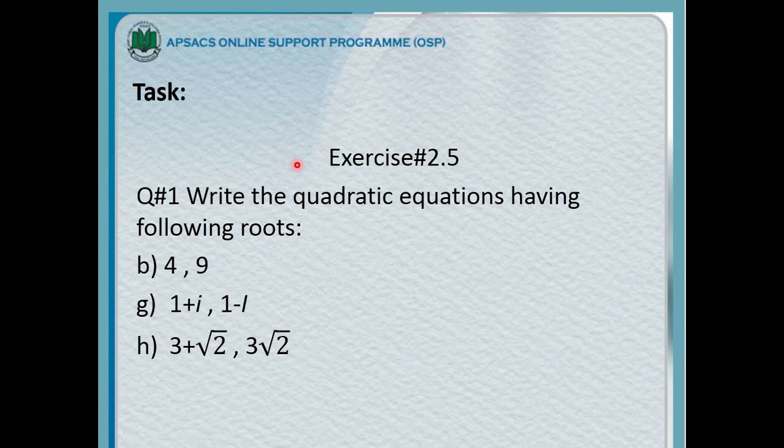Task. Now students, you are required to solve question number 1, part B, part G and part H of exercise 2.5.